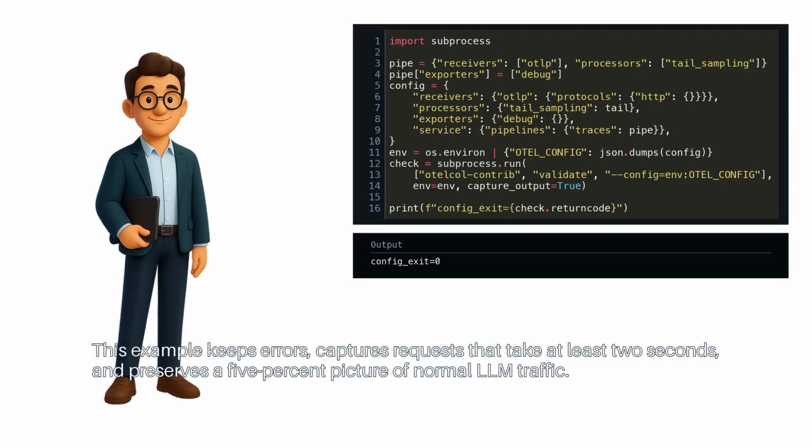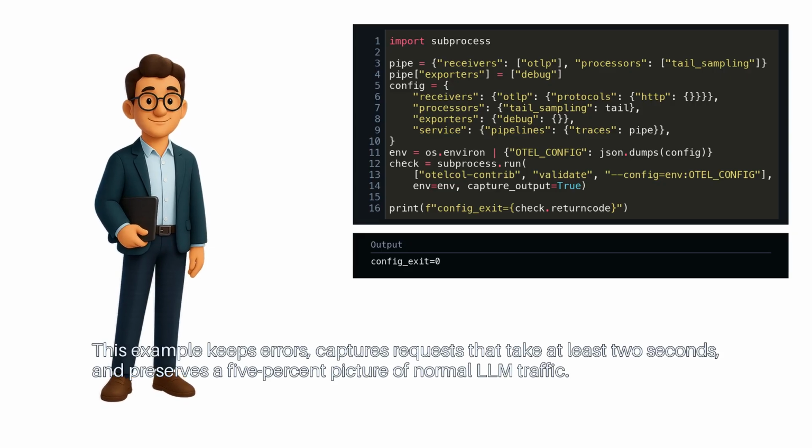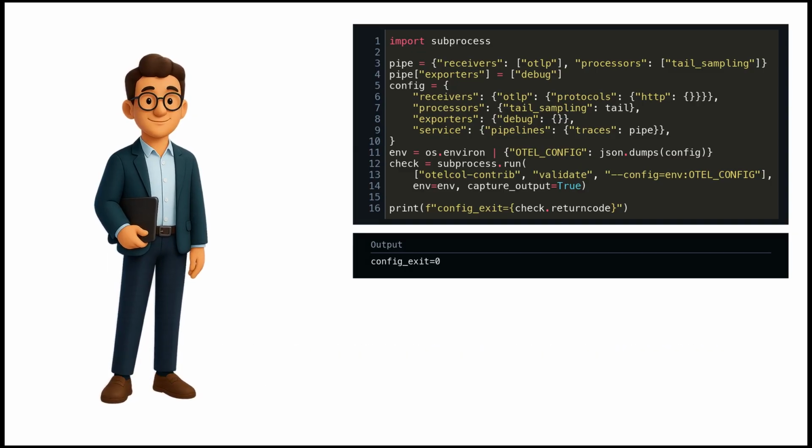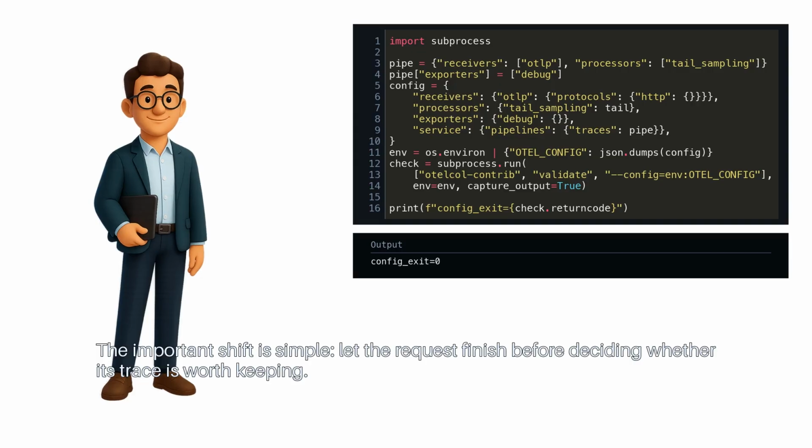This example keeps errors, captures requests that take at least 2 seconds, and preserves a 5% picture of normal LLM traffic. The important shift is simple. Let the request finish before deciding whether its trace is worth keeping.